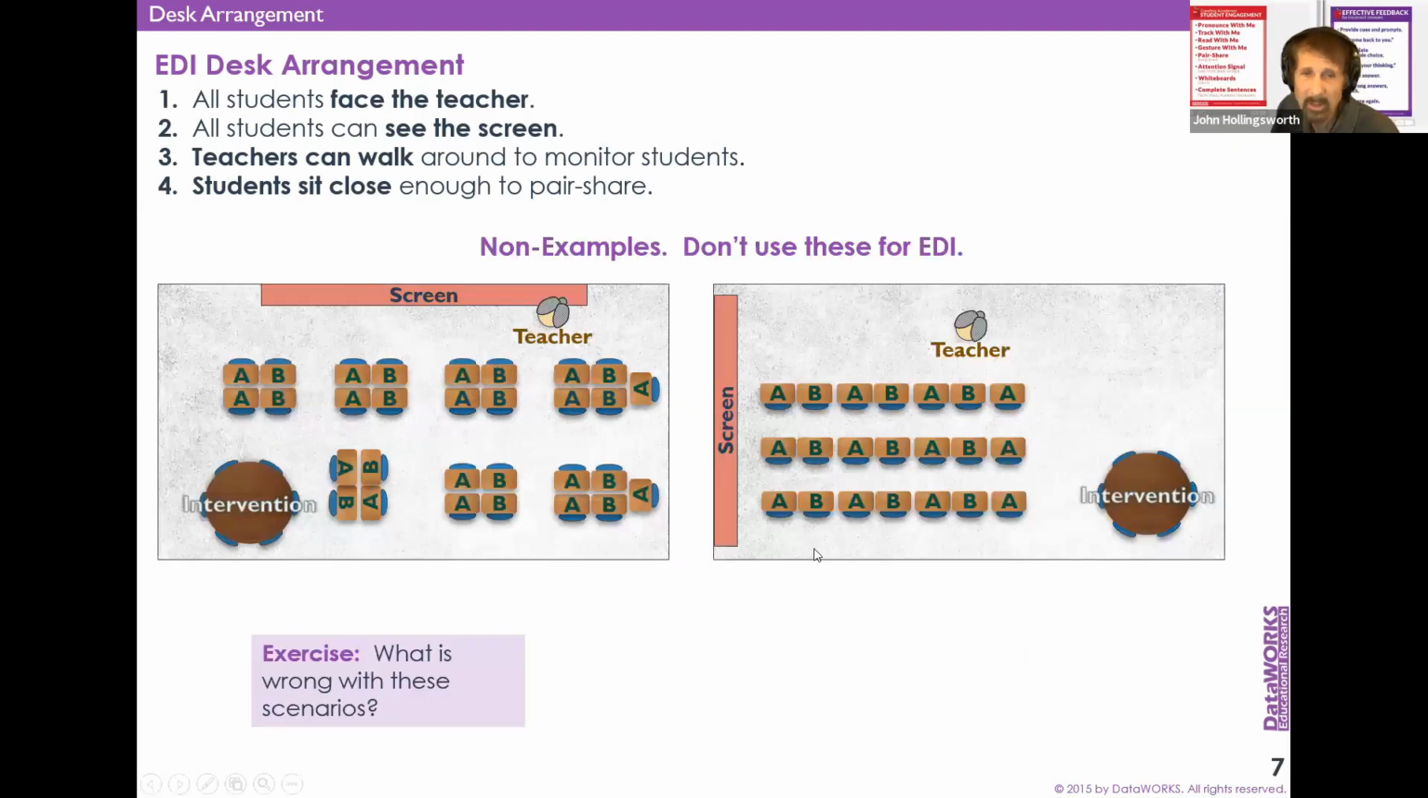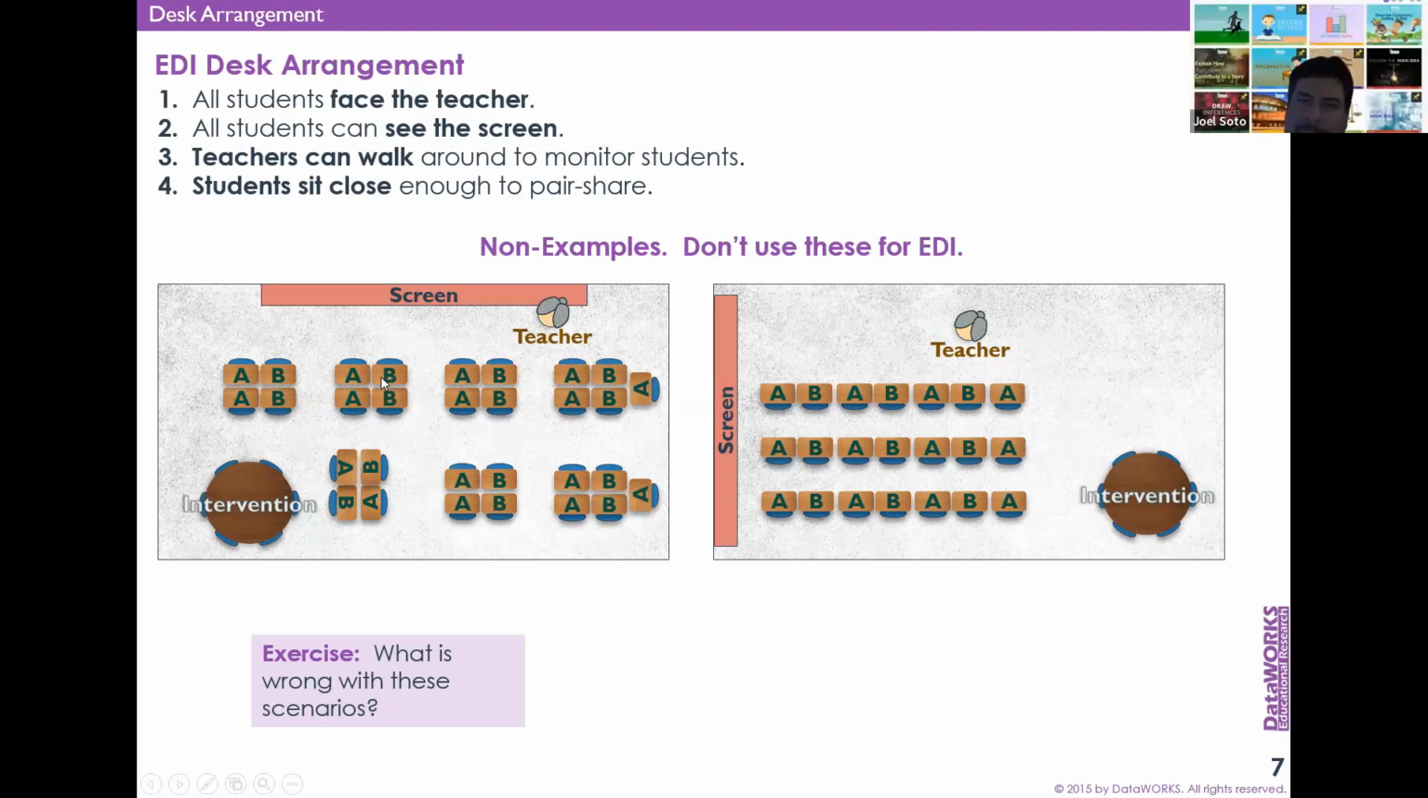All right, so here's some of the problems I've seen. Here's desks of 4. Oh, wait, I should ask you what's wrong with this. Let's take a look at it. Here's our rules. Students must face the teacher. They have to see the screen. The teacher can walk around to monitor, and the desks are close enough to pair share. So let's just everybody take a look at this one.